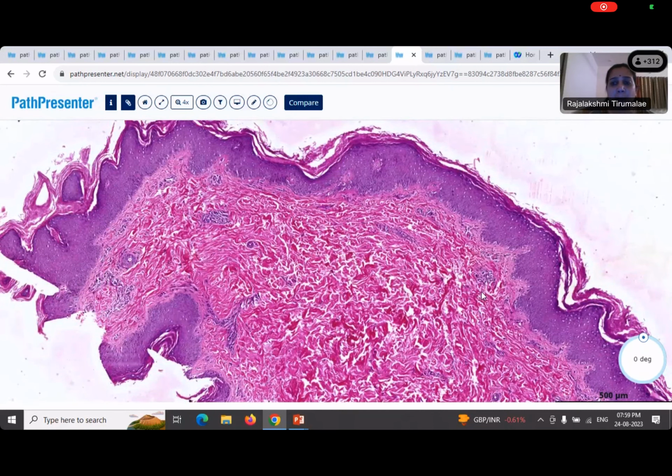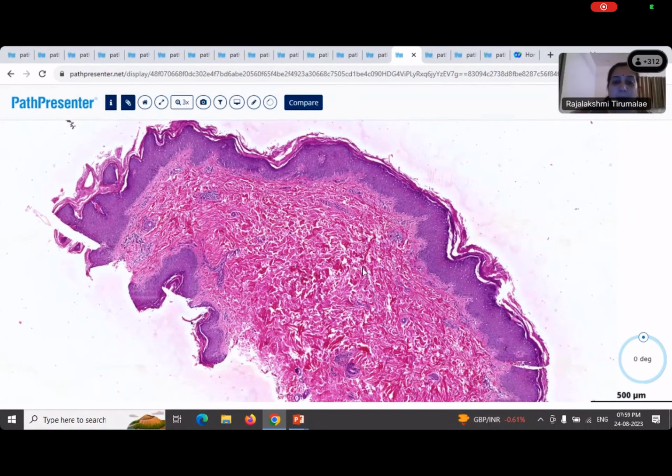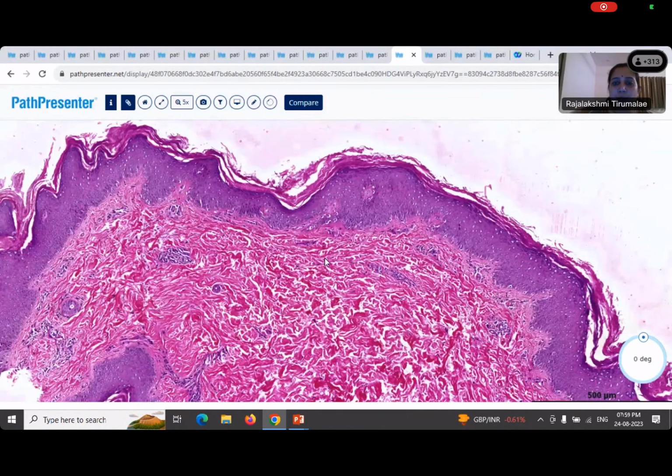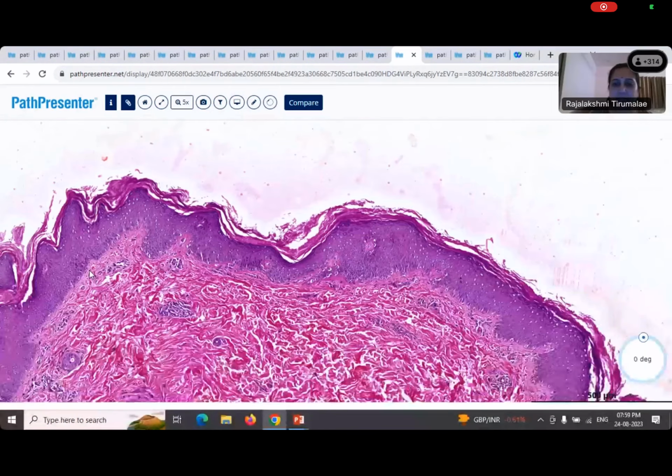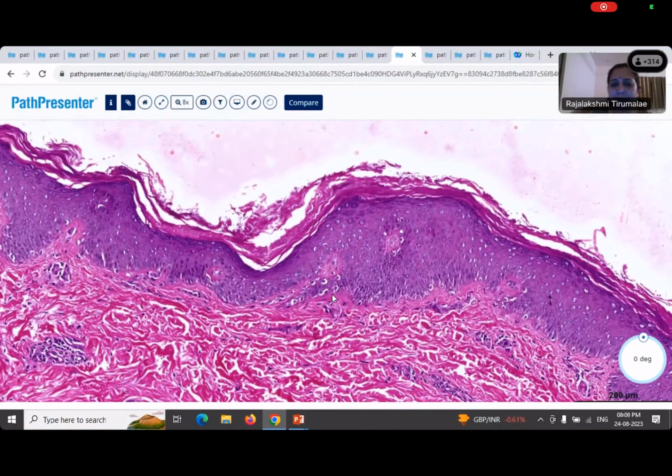So there is a very minimal or very mild perivascular infiltrate, and combined with the fact that this is a superficial biopsy, it's very easy for you to pass it off, right? But there is a clue. What is the clue here? Even the epidermis, the thickness, everything looks okay. So there doesn't seem to be anything wrong there. But where is the pathology? You picked it up. You already said it.